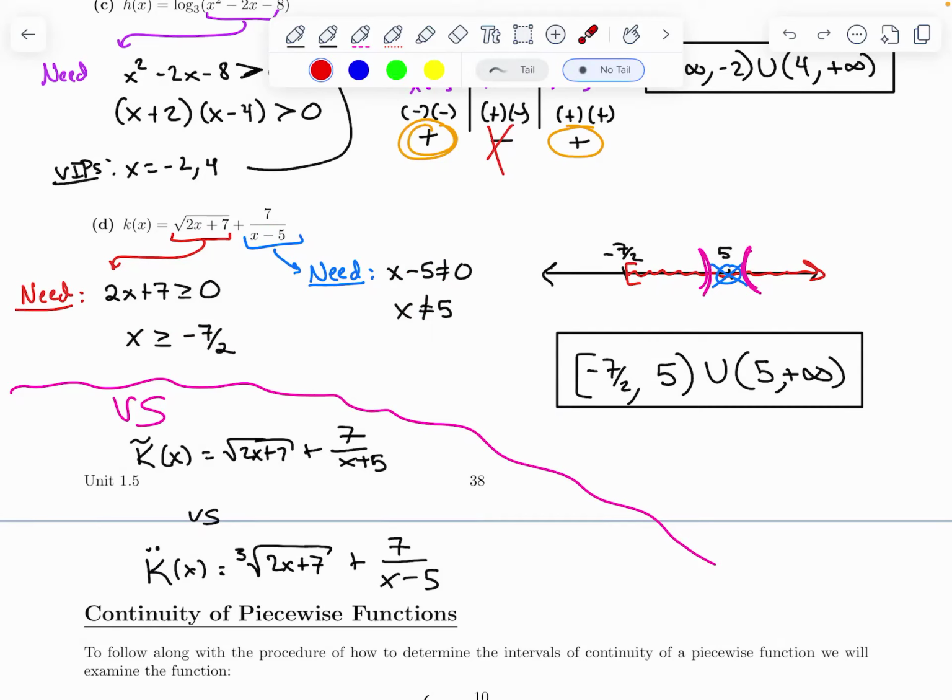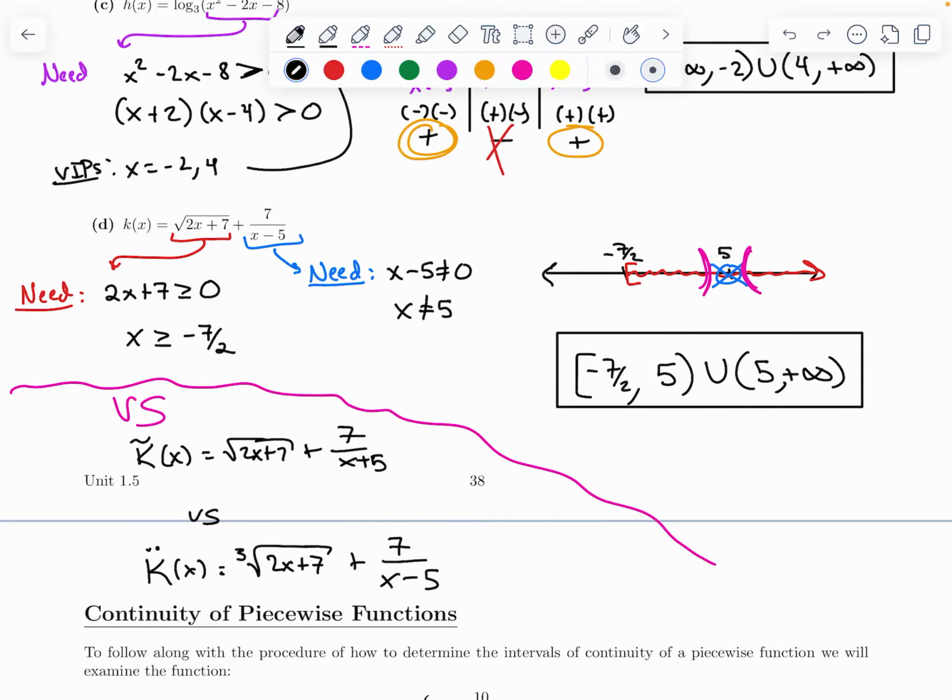Now, these are fun ones to do at some point. I got them with a little bit of spiciness. We got k with the tilde. I forget what that's called besides just a tilde, but it doesn't matter. This one is square root of 2x plus 7 plus 7 over x plus 5. The only thing that's changed is that x minus 5 is now turned into an x plus 5.